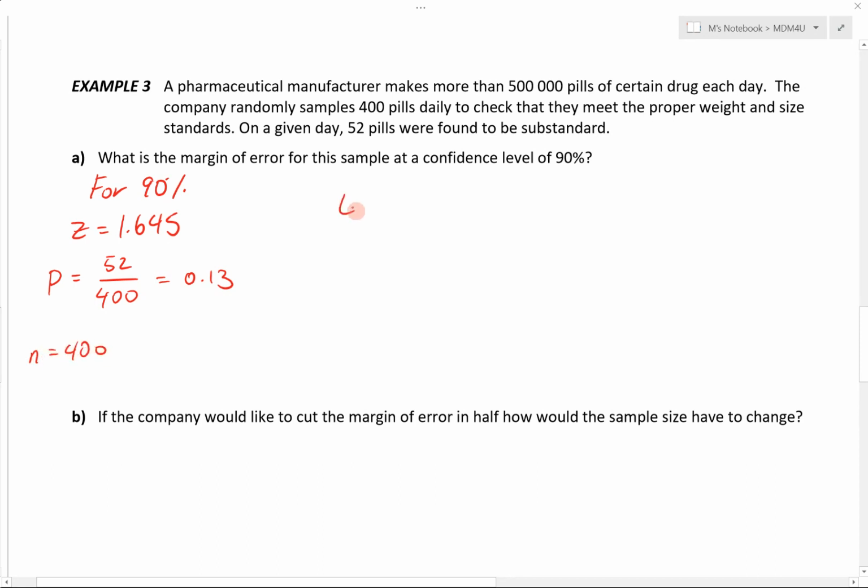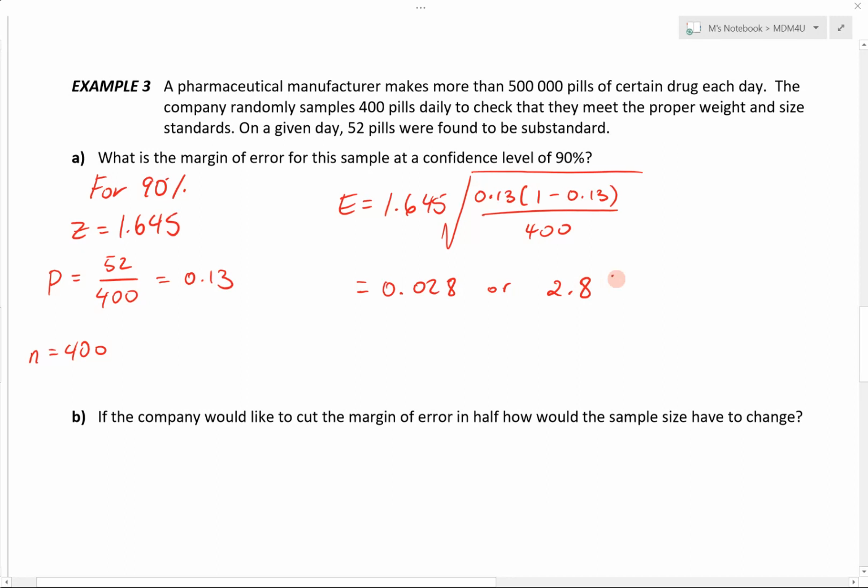So what's the margin of error? The margin of error can be calculated using the formula that we used previously. So 1.645 is my z-score times the square root of the probability here, 0.13, multiplied by 1 minus p, so 1 minus 0.13, divided by a sample size of 400. And that is going to be 0.028 or 2.8%.